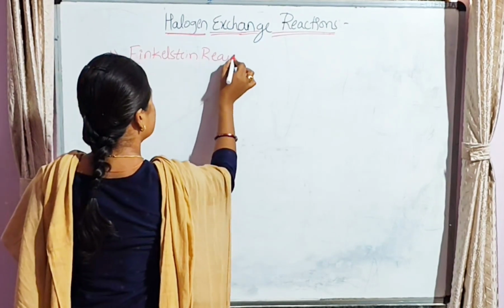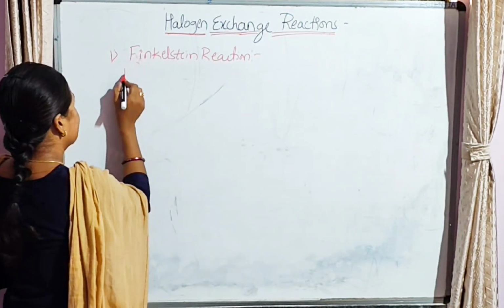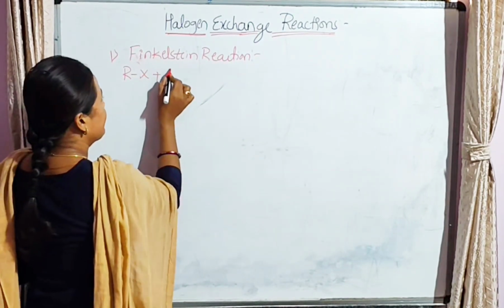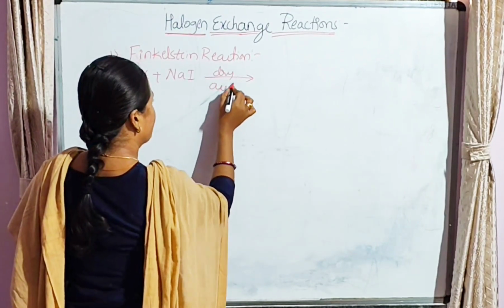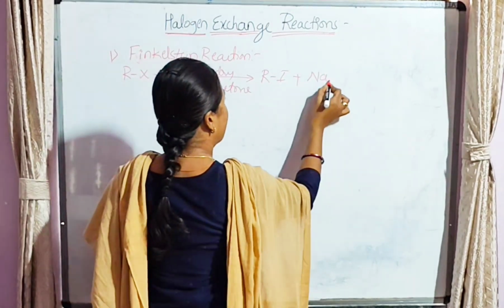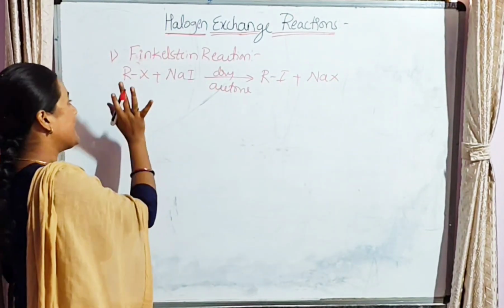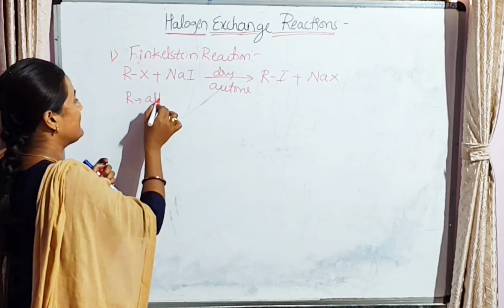And this reaction, first I'll write it, then I'll explain. Finkelstein reaction, the general reaction: alkyl halide reacts with sodium iodide in the presence of dry acetone, it will give alkyl iodide and sodium halide. Here R is any alkyl group.